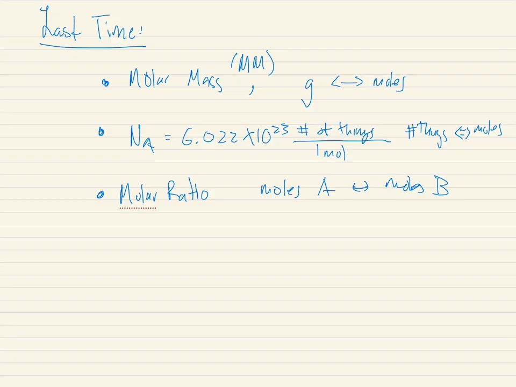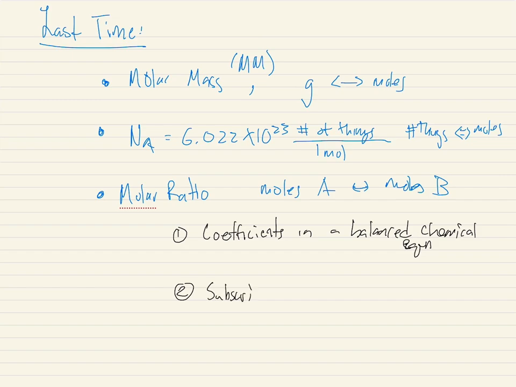And for the molar ratio, there are two different scenarios where we get a molar ratio from, right? What are the two things that we could get molar ratios from? Coefficients in a balanced chemical equation, right? And what was the other way we could get a molar ratio? Subscripts in a chemical formula.